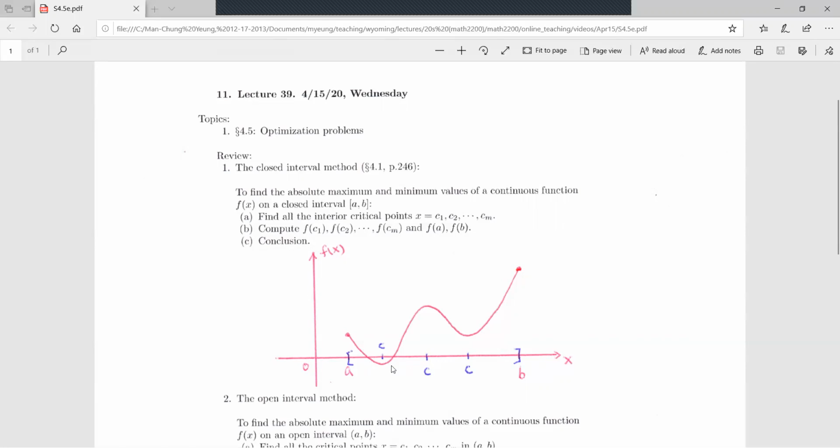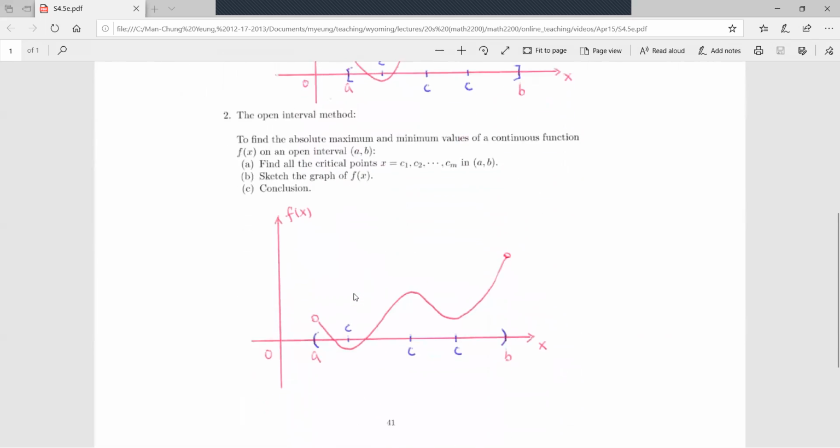The largest of these function values is the absolute maximum value of the function over this closed interval. The smallest function value in step 2 is the absolute minimum value of the function over this interval.